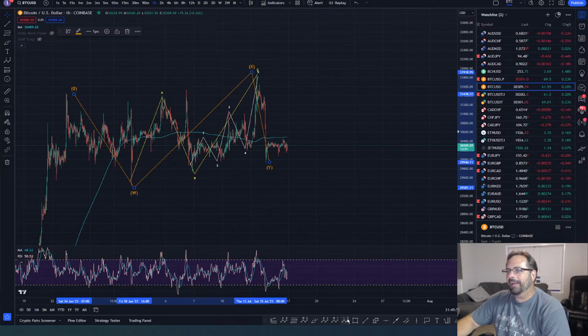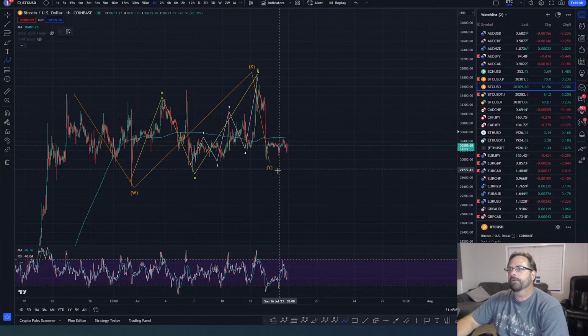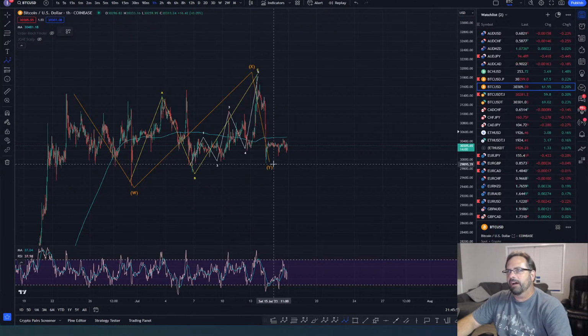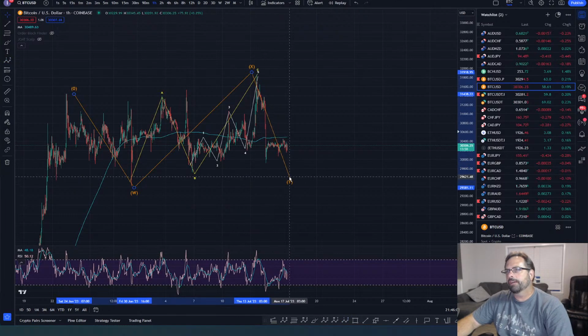So I like that as a correction. I do. Or this wave isn't done and it needs one more down, one more hit to the low. So we come down, tag the low.